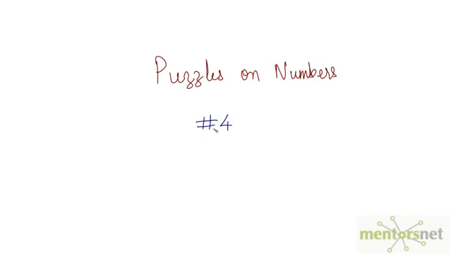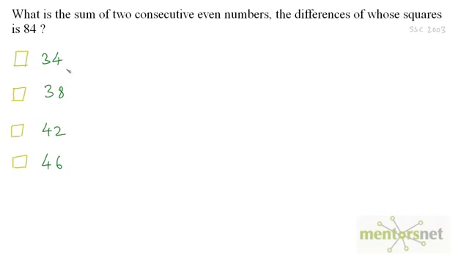This is video number 4 and we will be solving some puzzles on numbers. So let's get started with the first question. What is the sum of two consecutive even numbers, the differences of whose squares is 84?